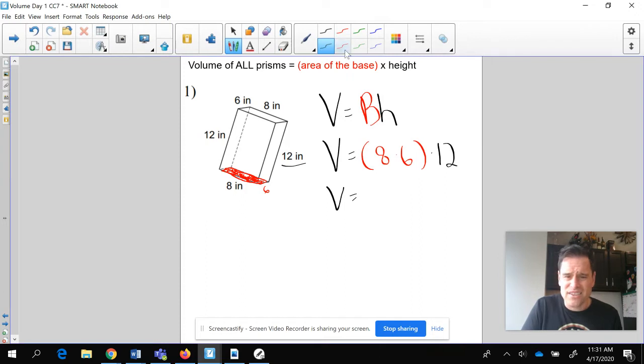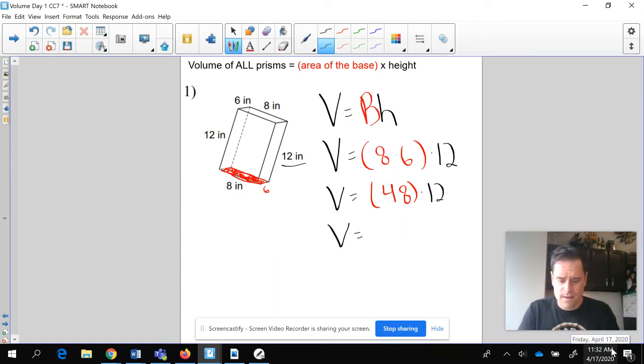And then now let's solve this. Look how much easier this is. It's so much easier than volume. That's 48 times 12. And we can use our trusted calculator. I got mine right here.